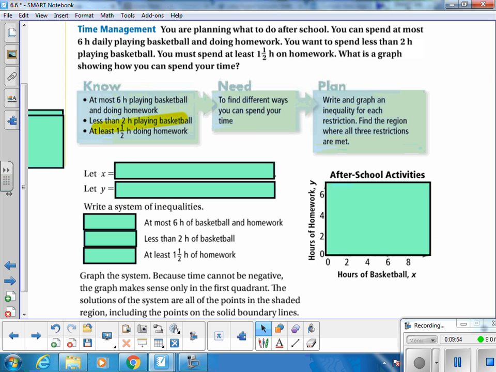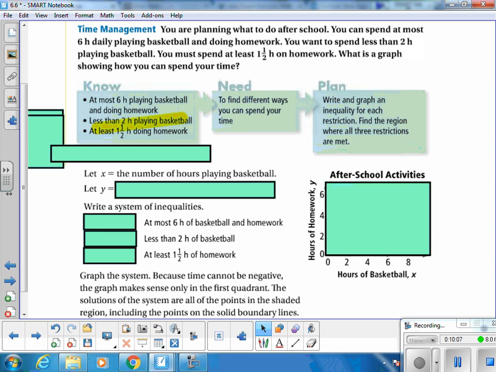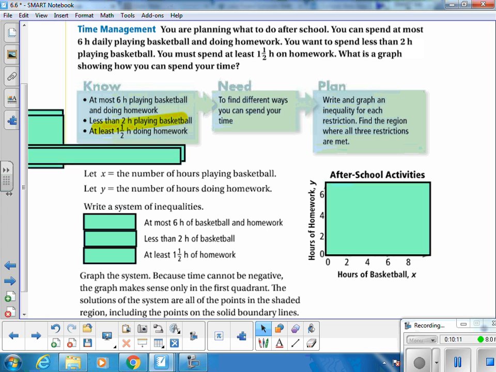So what's our plan? Our plan is to write and graph an inequality for each restriction, and find the region where all three restrictions are met. Okay, so we're building our equations from it. Let's build our let statement. Let x be the number of hours playing basketball, because that's one piece of it, and y be the number of hours doing homework. These are two things that are varying.